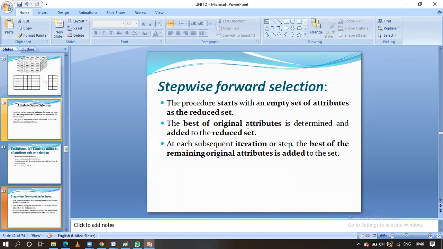Now we are going to proceed. First, we start with one attribute. If it is the best, we add it to the attribute subset. If not, we move to the second attribute. Likewise, we check all the attributes iteratively.